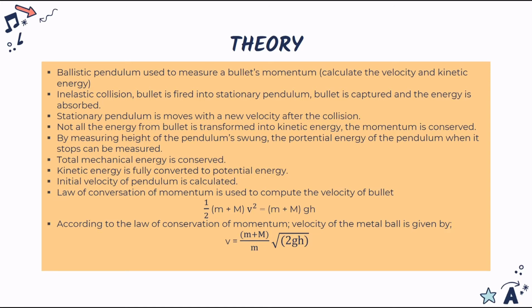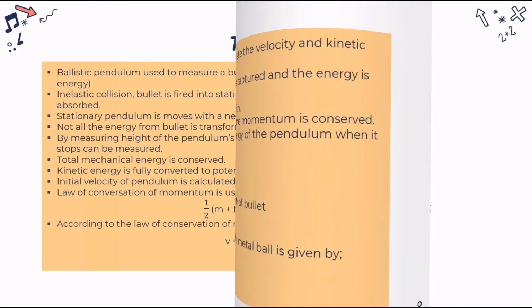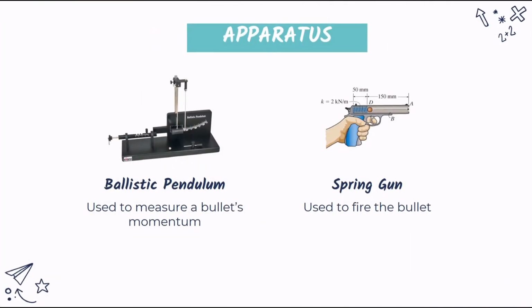According to the law of conservation of momentum, the velocity of the metal ball is given by v equals (m + M) over m times the square root of 2gh. The apparatus of the experiment are: first, a ballistic pendulum used to measure a bullet's momentum, and second, a spring gun used to fire the bullet.